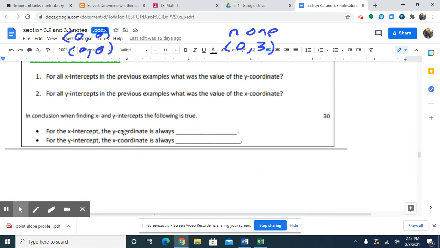So as a summary, for the x-intercept, the y-coordinate is always going to be 0. And then for the y-intercept, the x-coordinate is also always going to be 0.